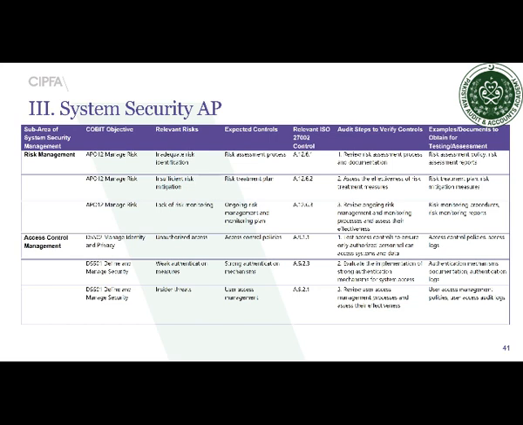Risk management, inadequate risk identification, risk assessment process, review risk assessment process. Do they have a risk policy methodology? Insufficient risk mitigation, risk treatment plan. We talked about the different risk treatment plans: mitigation, outsourcing, or avoidance, or accepting. So those are different. What are they? Are they doing that? Lack of risk monitoring. Are they annually updating the risk assessment, going through from scratch?